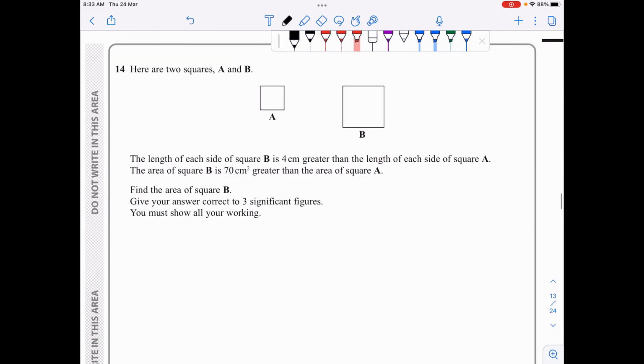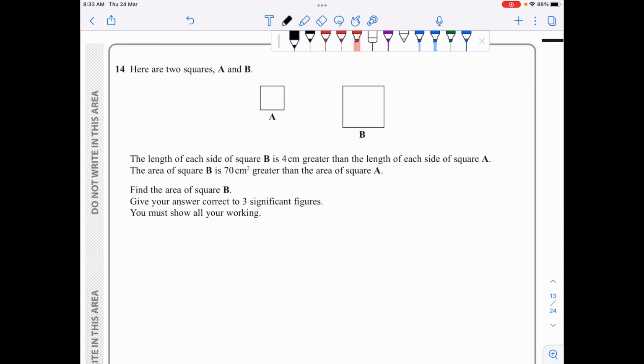We've got 2 squares, A and B. The length of each side of B is 4 centimeters greater than the length of each side of A. The area of B is 70 square centimeters greater than the area of square A. We need to find the area of square B.